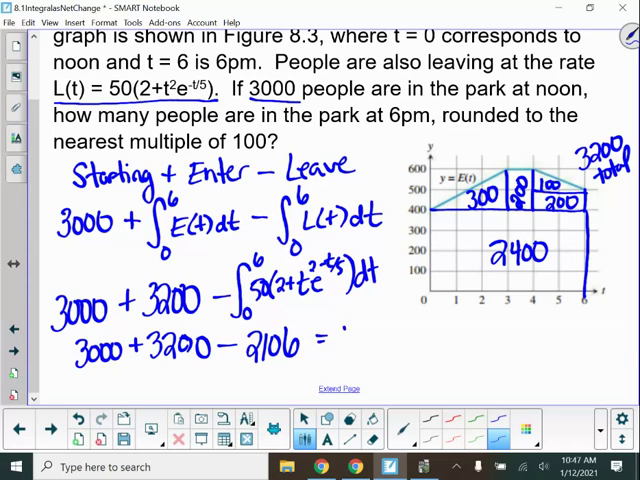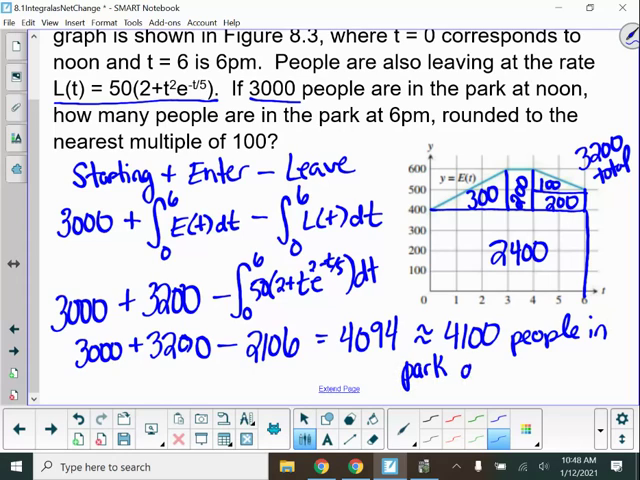2,106 is equal to 4,094 people, but it does say rounded to the nearest multiple of 100. So 4,100 people in the park at 6 p.m.